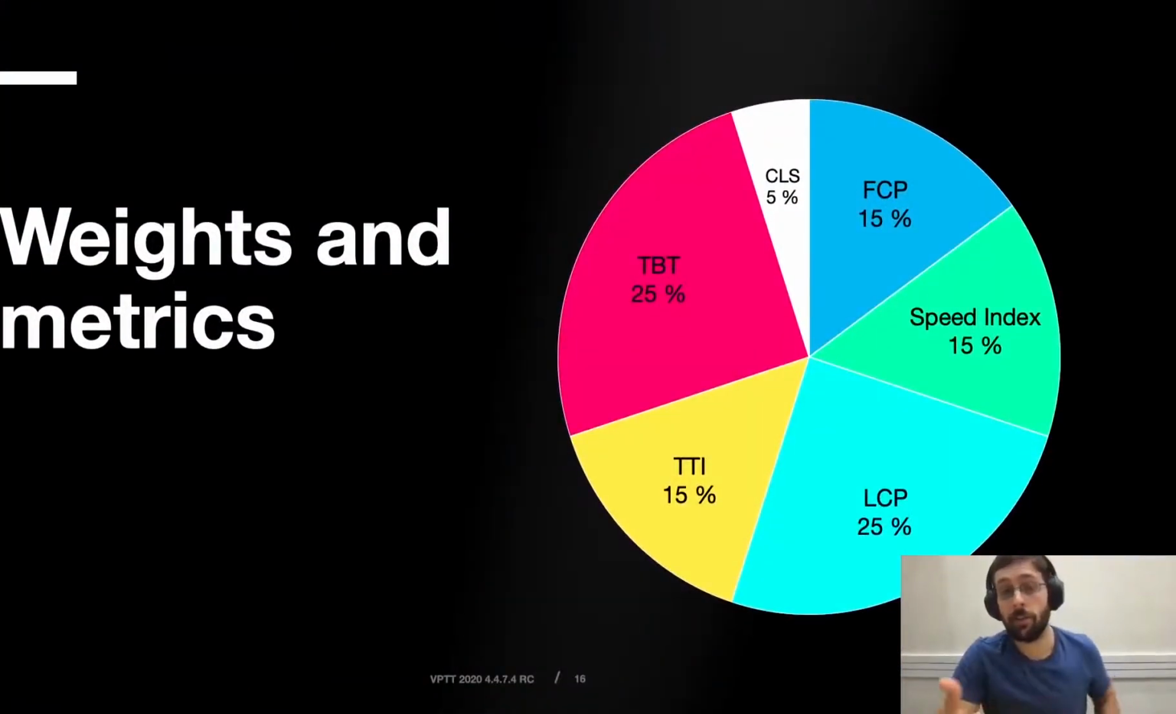As you can see in the metrics, the most important ones are total blocking time and largest contentful paint. Then we have time to interactive, first contentful paint and speed index, with 50% of the score. And lastly, but not less important, is cumulative layout shift. Right?